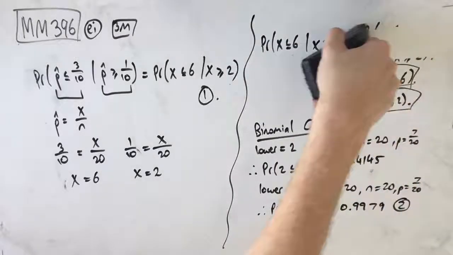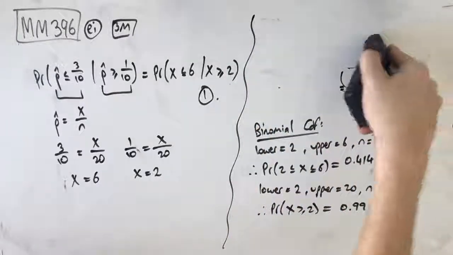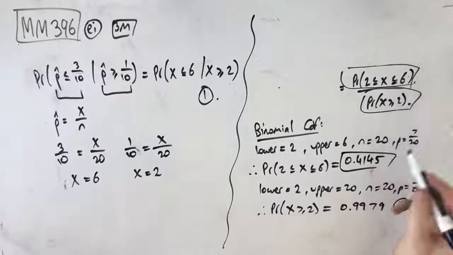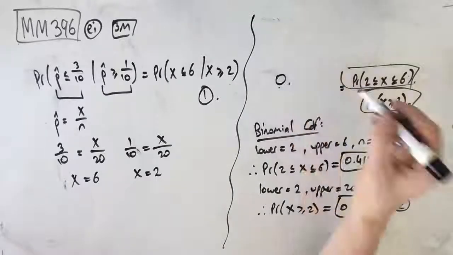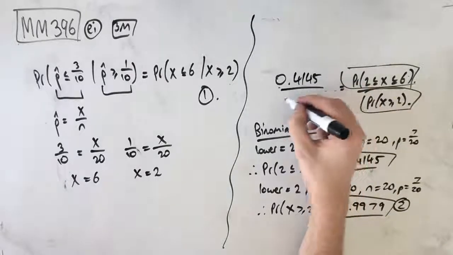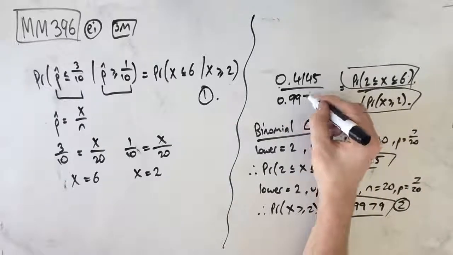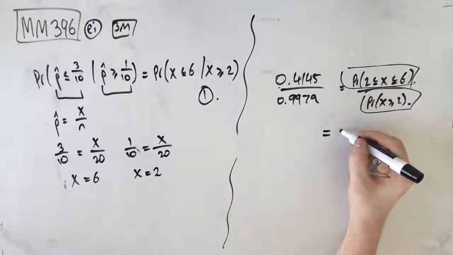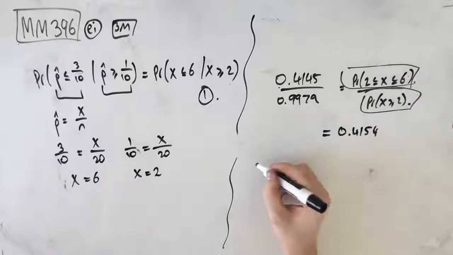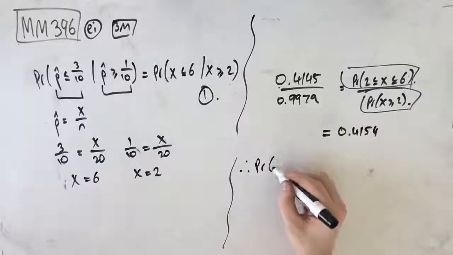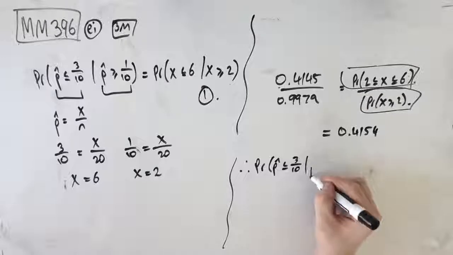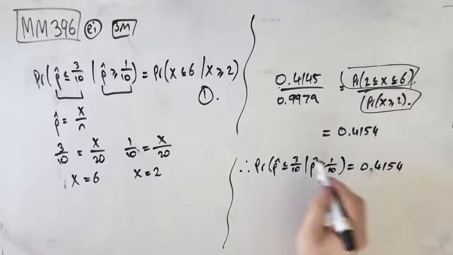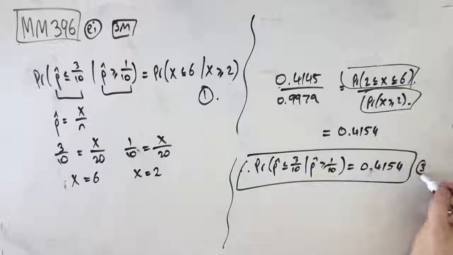What we can now say is that this probability is this, and this probability is this. So we can say that this is equal to 0.4145 over 0.9979. Plugging this into our CAS, we get 0.4154. So therefore, the probability that p hat is less than or equal to 3 on 10, given that p hat is greater than or equal to 1 on 10, is equal to 0.4154. Now this is our third and final mark for this part, guys.